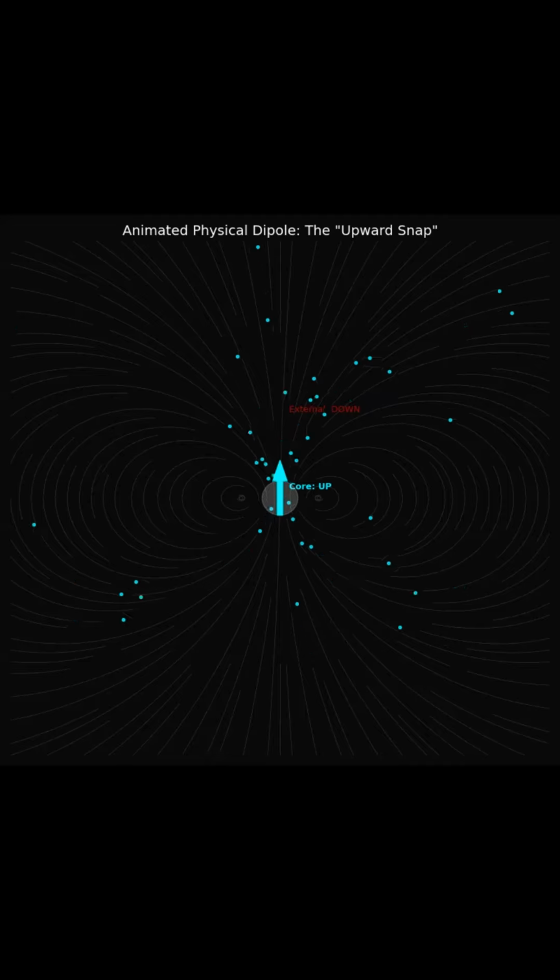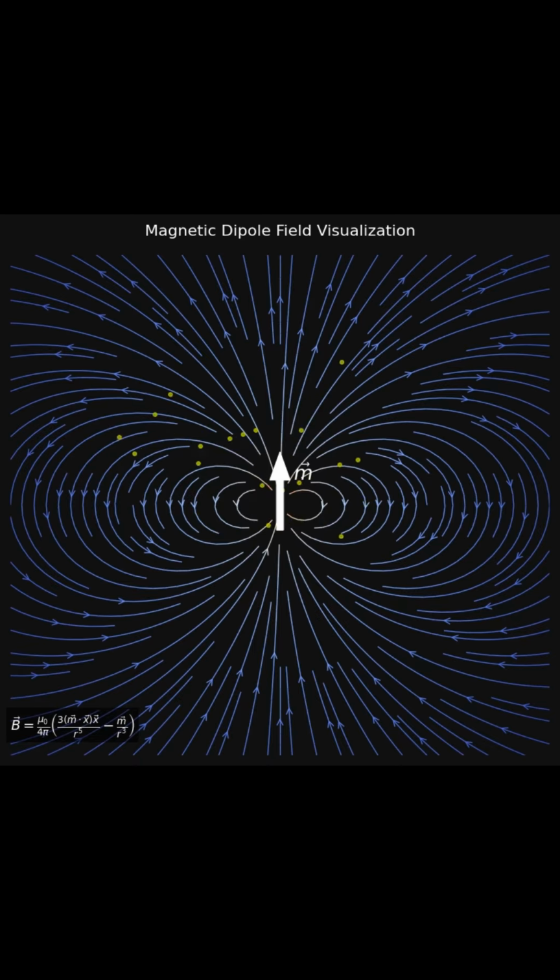But physics has a hard and fast rule. Magnetic lines cannot just stop. They have to form closed loops. So to make it all physically consistent, those downward lines have to snap right back upward through the core.